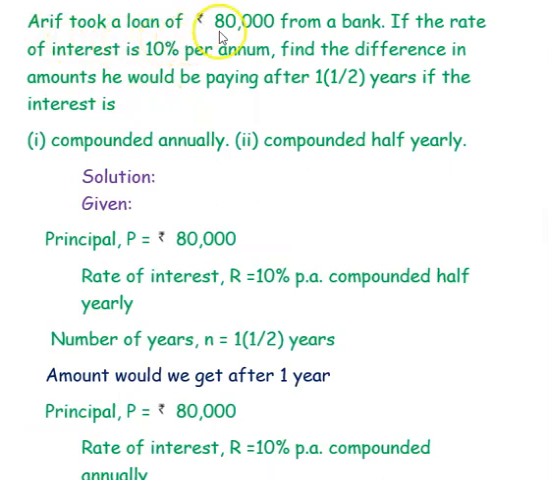Arif took a loan of rupees 80,000 from a bank. If the rate of interest is 10% per annum, find the difference in amounts he would be paying after 1.5 years if the interest is compounded annually and if it is compounded half yearly. Okay, same as our previous example. Now let us see what is given. Principal is rupees 80,000. The rate of interest R is 10% per annum. The number of years is 1.5 years.